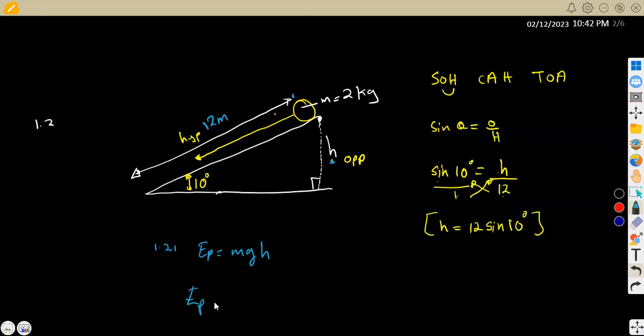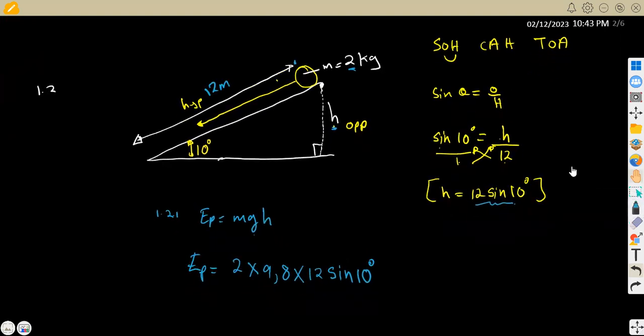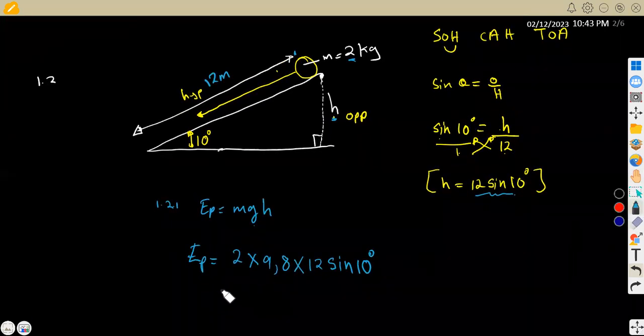The mass of the ball is given in kgs, which is 2 kgs, times g, the gravitational acceleration of 9.8 meters per square second, times the height, which is 12 sine of 10 degrees. So this is going to be 12 sine 10 degrees. Okay, so that is the indication that you're going to have. So guys, I want you to use your calculators properly.